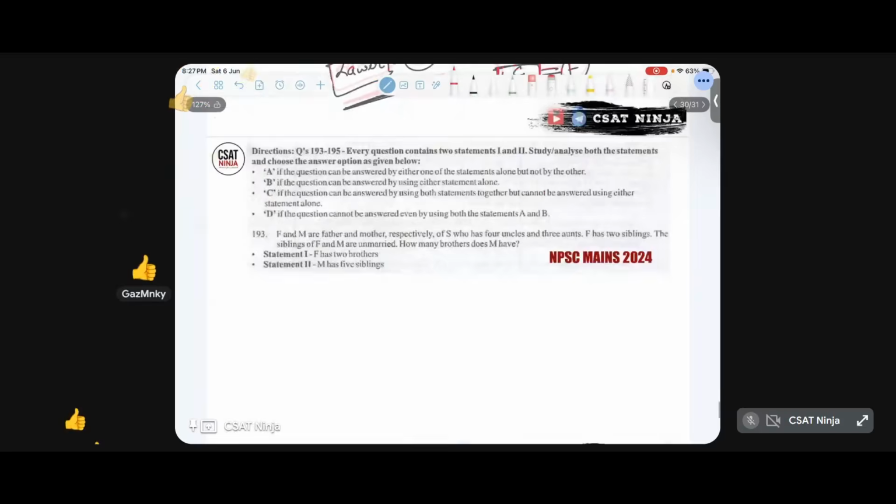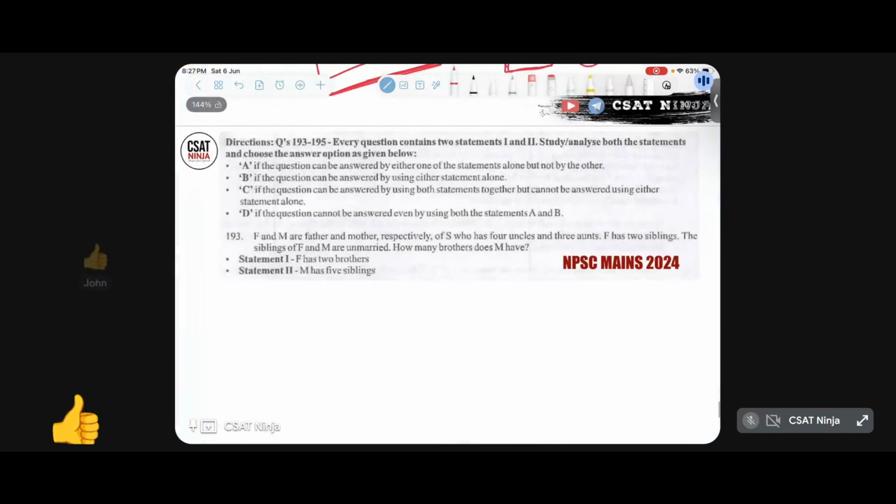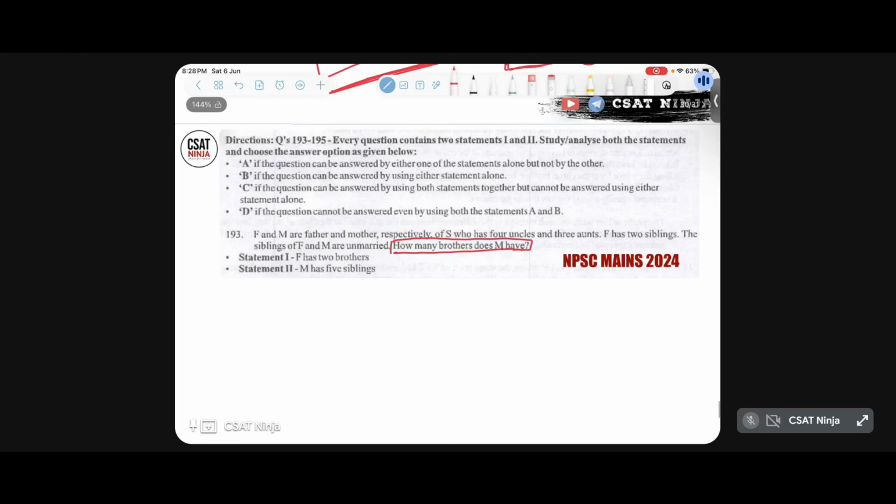Next one. Same thing, same year, 2024 mains paper, but this is a data sufficiency question. Like I told you earlier, in data sufficiency, what is required? You need to look at that first. How many brothers does M have? Question 2, it was there. How many brothers does M have? That is asked. So back in our mind, we'll have to keep that.